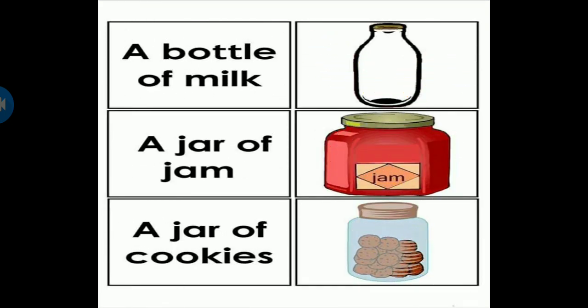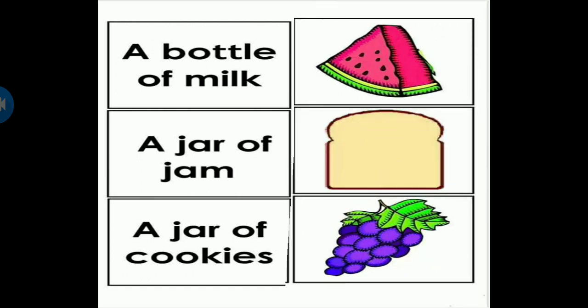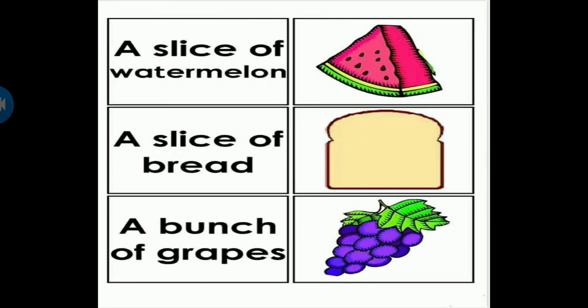Next, a bottle of milk. A jar of jam. When we have a jar filled to the rim with jam, we say a jar of jam. A jar of cookies. Next, a slice of watermelon. A slice of bread. A bunch of grapes.